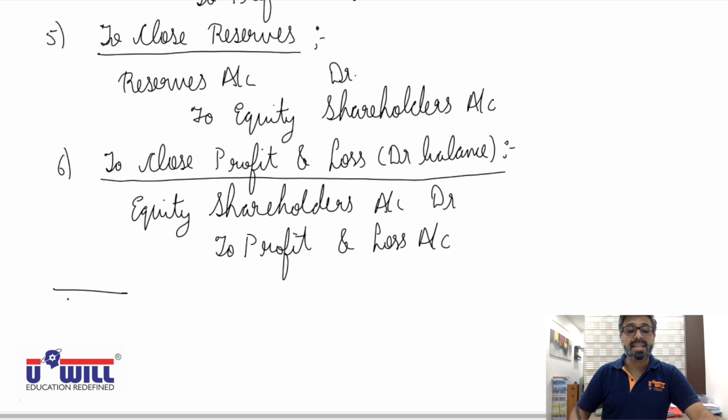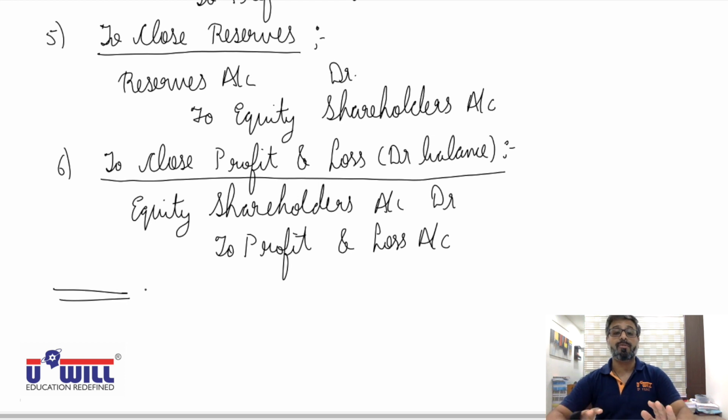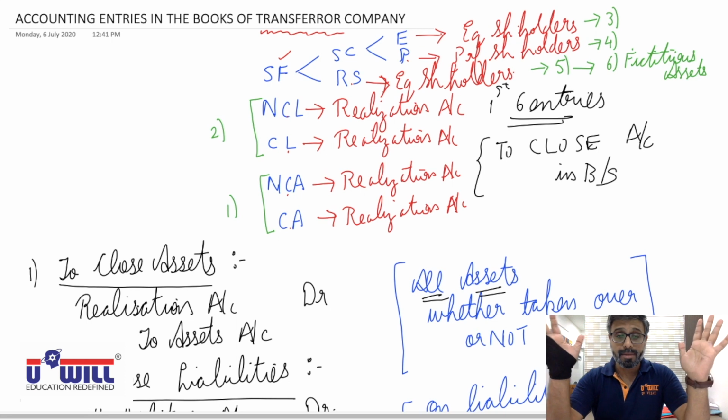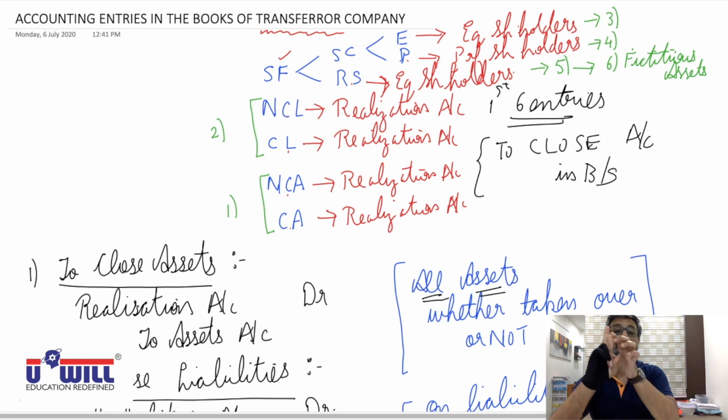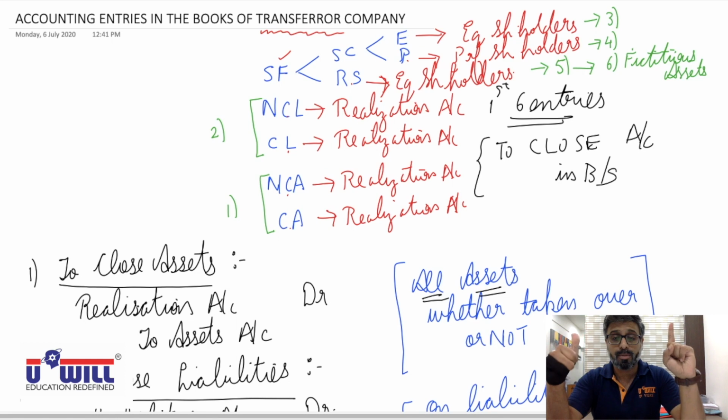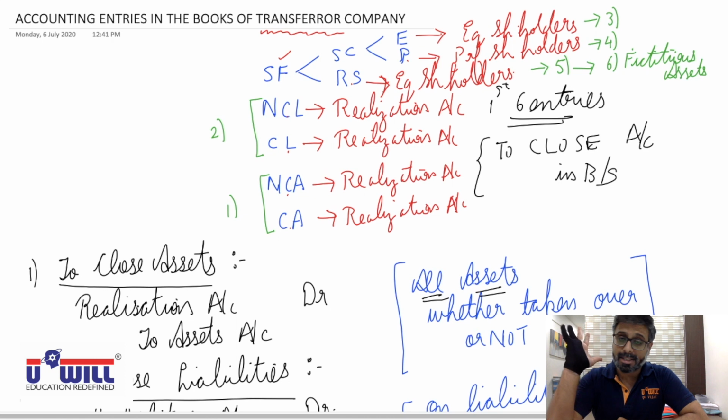So the first 6 entries will result in closure of all the accounts appearing in the balance sheet. Let's revise it once again. You remember the order of entries. Entries are very simple. What is the order of entries? Assets, liabilities, equity share capital, preference share capital, reserves, and fictitious assets, that is profit and loss, accumulated loss, debit balance. Assets and liabilities are closed and transferred to realization account. Equity share capital, reserves and surplus, and fictitious assets are closed and transferred to equity shareholders account. Preference share capital is closed and transferred to preference shareholders account.